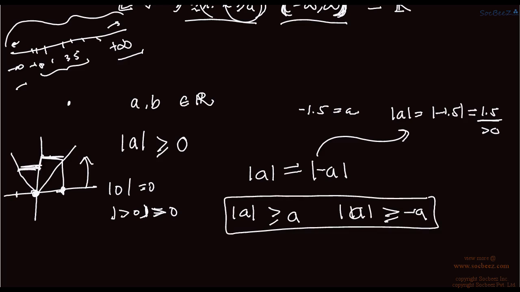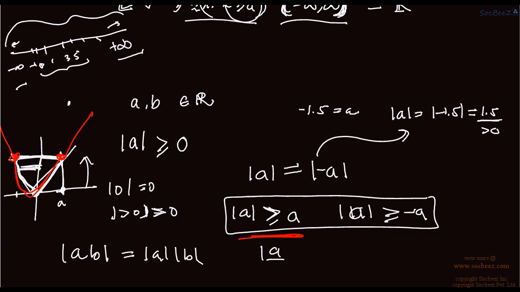Because at any a on the graph, mod a will be greater than or equal to a, and mod a will be greater than or equal to minus a. Let me use some other pen, red. This portion is less than a, this portion is greater than a, and this portion is equal to a. That's why this is true. Then you have some more simple properties: mod of a times b is equal to mod a times mod b. Similarly, mod of a by b is equal to mod a by mod b.